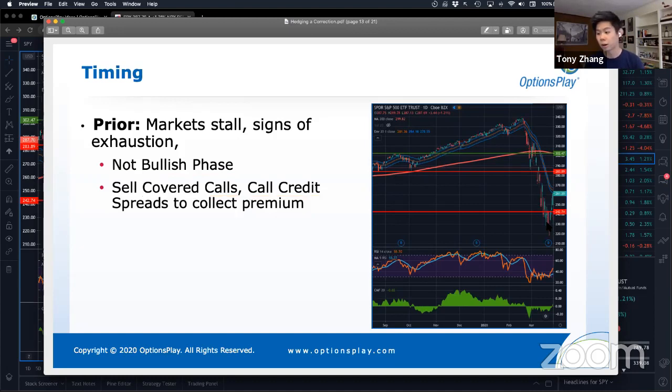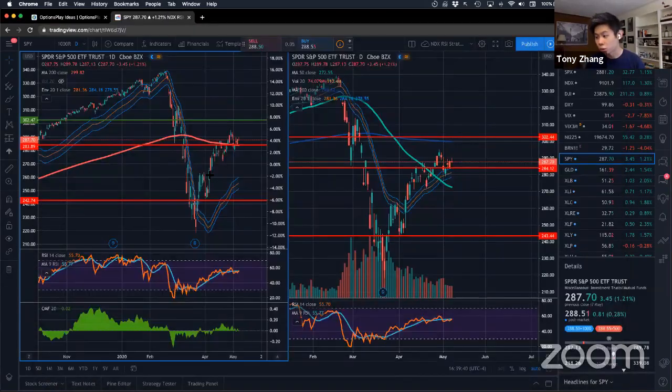I want to make sure everyone understands this. If this makes sense to you, please type 1 into the chat window: that when you feel that the markets are no longer bullish, this is the time to start collecting premium, because you're going to need that for trading. So just to look at the markets right now.